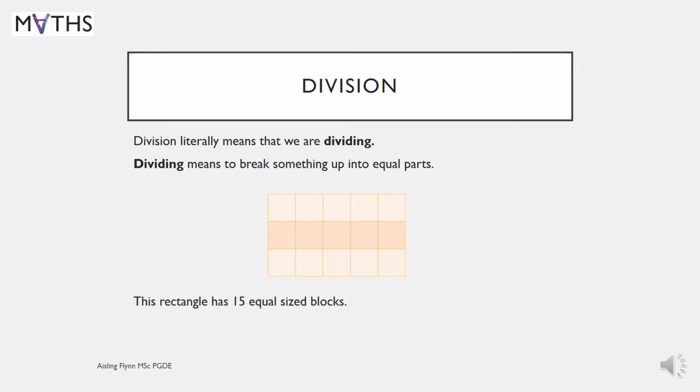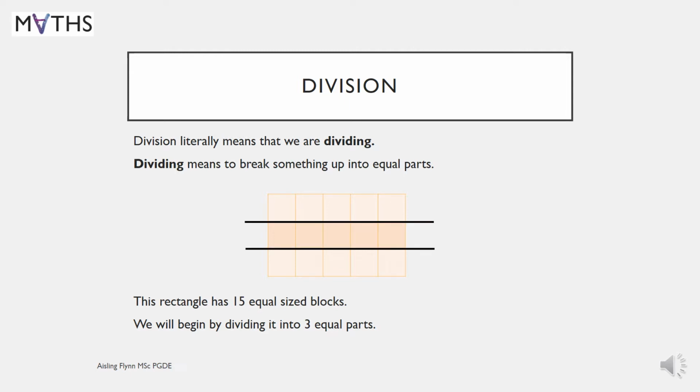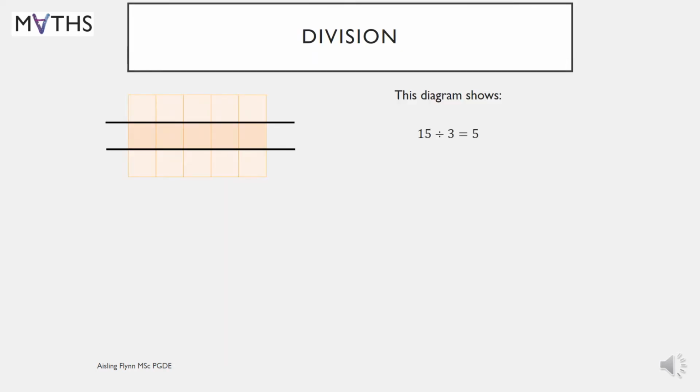Take this rectangle. It has 15 equally sized blocks. We will begin by dividing it into 3 equal parts. Can you see that there are 3 equal rows of 5 blocks each? The diagram shows 15 divided by 3 equals 5. If you divide 15 into 3 equal groups, the size of those groups is each 5. We use the division symbol.